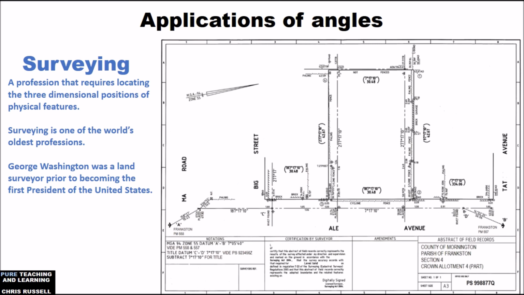And here we have a surveying plan. Now this surveying plan shows a traverse for a land subdivision. Each of the dimensions in brackets shows bearings and distances.